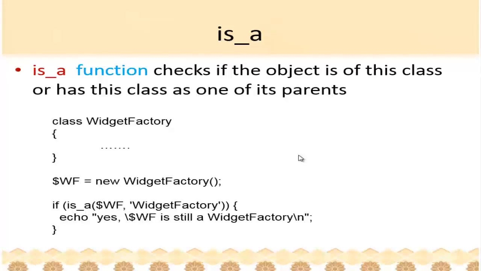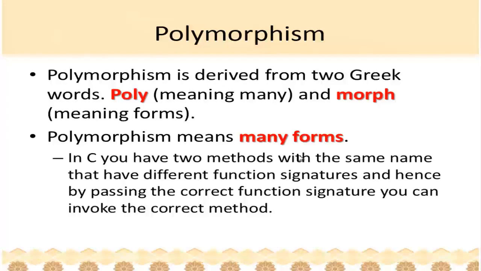So I have an object factory here. I create an object of VisitFactory and I can anytime verify whether this object is a VisitFactory. So with is_a, the first argument is the name of the object. The second one is the name of the class or an interface that you want to verify it against.